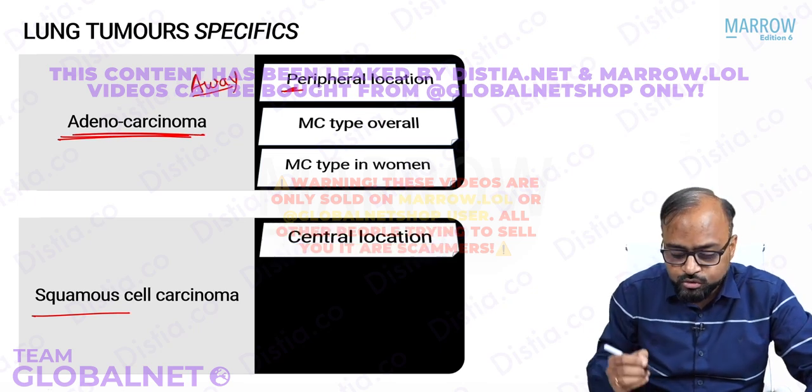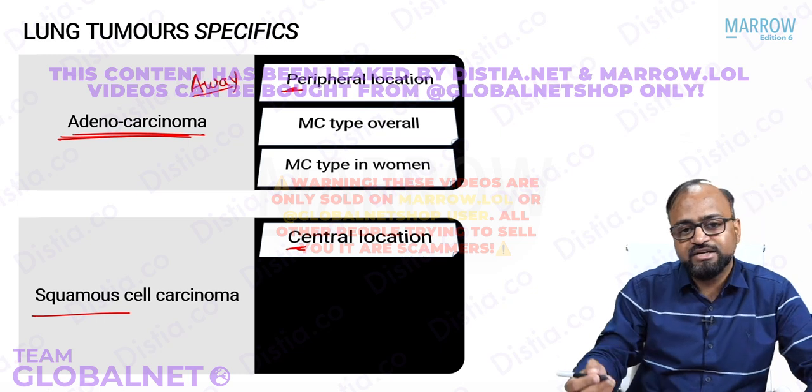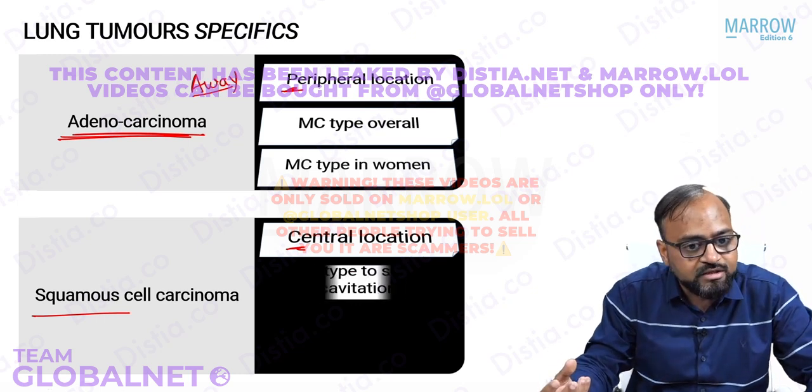Whereas squamous cell carcinomas are usually central, S for squamous. So remember they are more or less central in location.